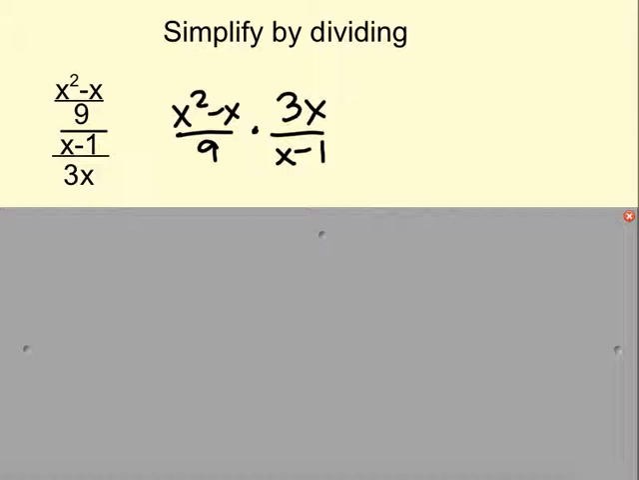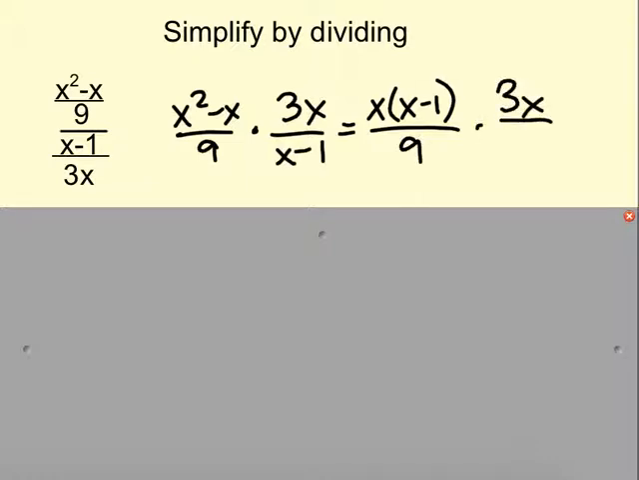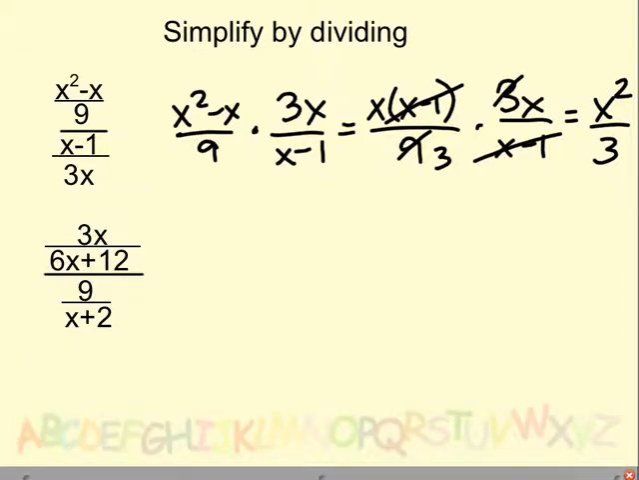Now, I am going to factor before I multiply in this case to make things a little bit simpler, so that I get x times x minus 1, just factoring out an x in the first, over 9, times 3x over x minus 1. Now, this x minus 1 and x minus 1 are factors that I can simplify. I can also simplify the 3 and the 9, so that I end up with just x squared over 3. Okay, much simpler than where we started, but that only comes with factoring.